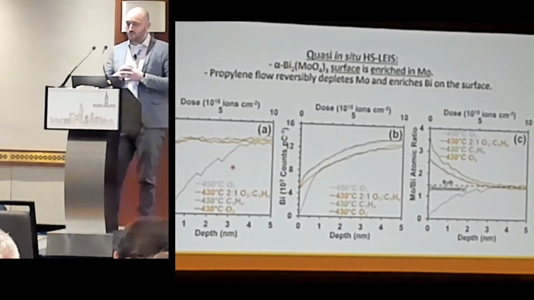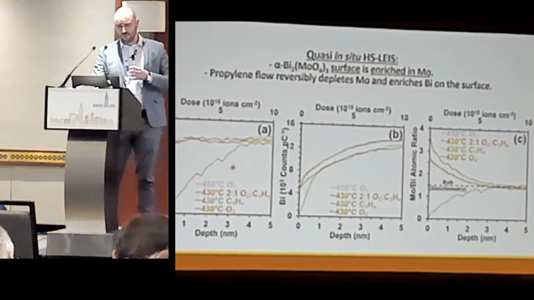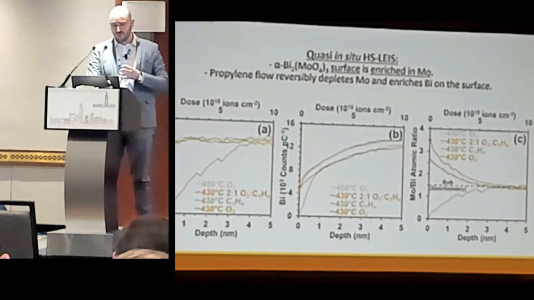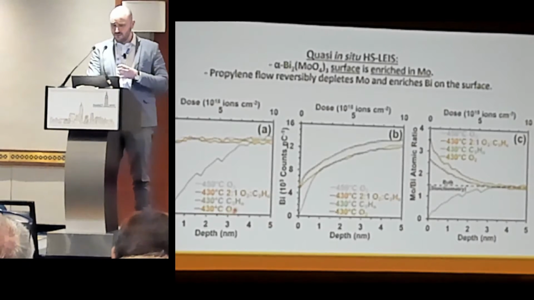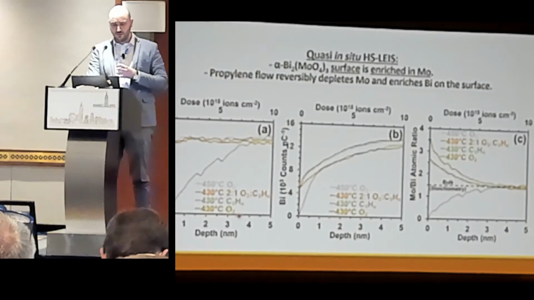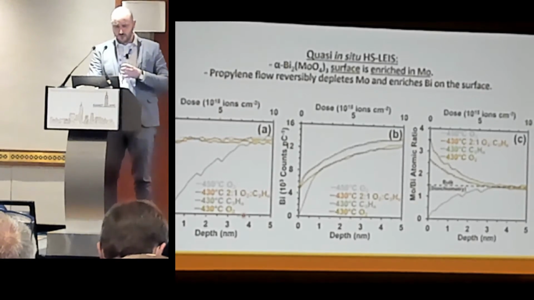Finally, quasi-in situ depth profiling spectra tell us a few things. On the left and in the middle, you can see the molybdenum and bismuth signals as a function of depth of the catalyst. You can see it for four pretreatments we did: in gray, oxidation; in orange, reaction; in green, reducing; and finally in gold, reoxidation.